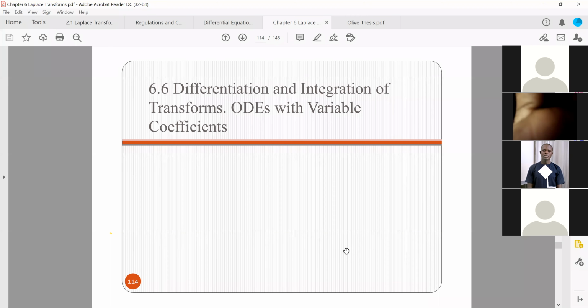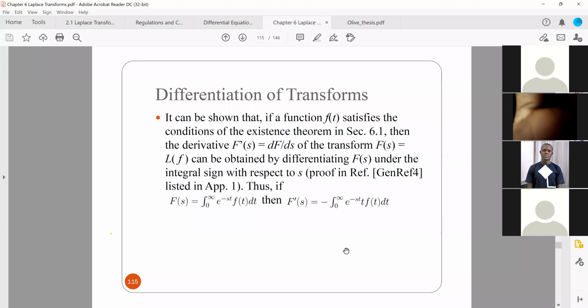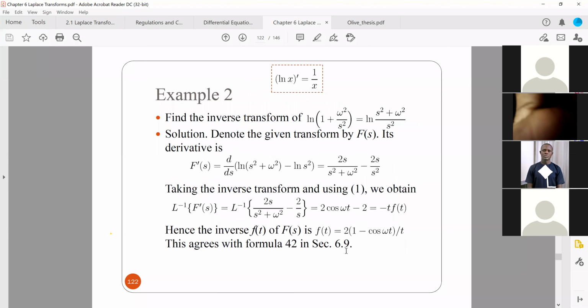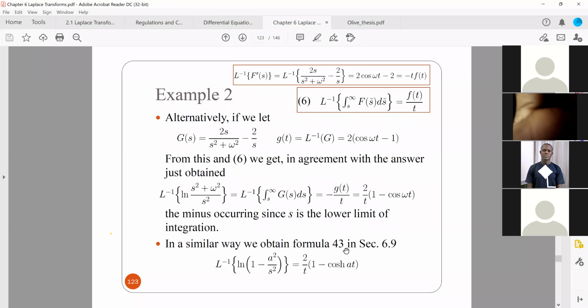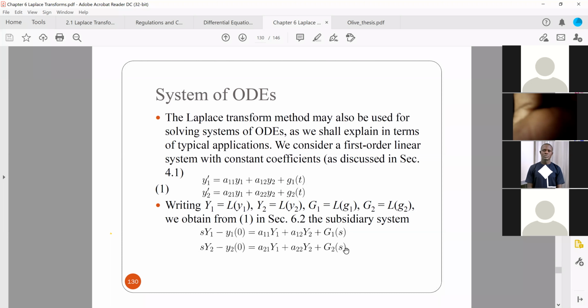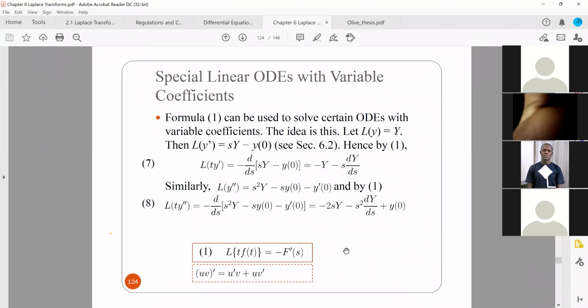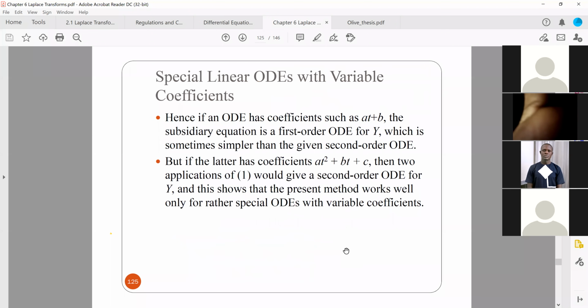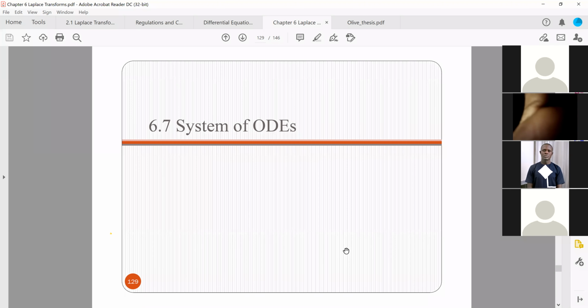I think I'll have to stop here. We have 6 minutes, but this integration and differentiation, I don't think we'll go through. Next time we shall start with system of ODEs, which we shall complete, and then we shall start Fourier transforms. I didn't see this in your syllabus, even if it is here. If we had time, I'd have gone through it, but next week we shall start with system of ODEs, and then Fourier transforms.